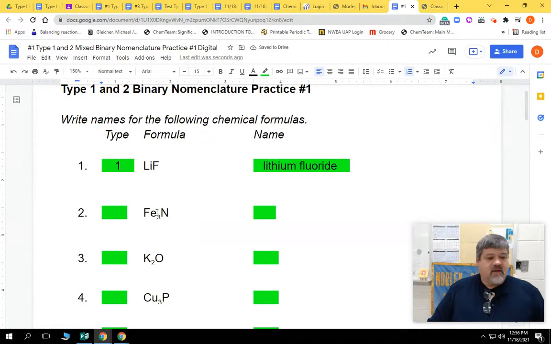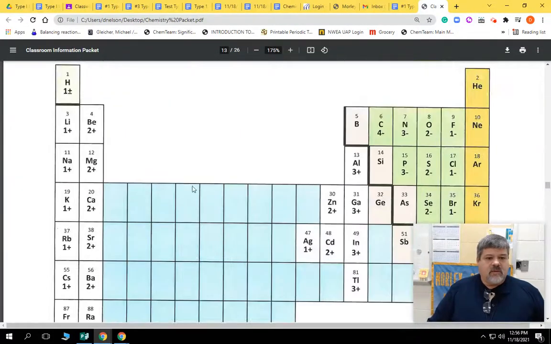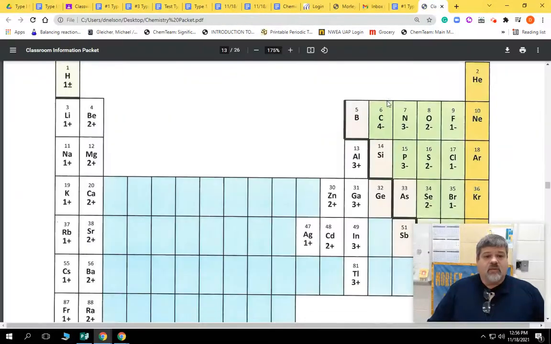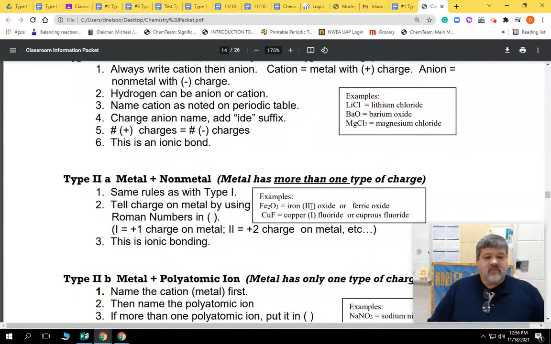The next one down here is Fe. Fe is somewhere in here in the periodic table, which means it has to be a type 2, because the blue ones here are type 2. Now remember, with type 2 we have to have a Roman numeral in the name. We go back to our packet and look right here at type 2. Here are some examples. The Roman numeral tells us the charge, so we have to calculate the charge in the type 2s.